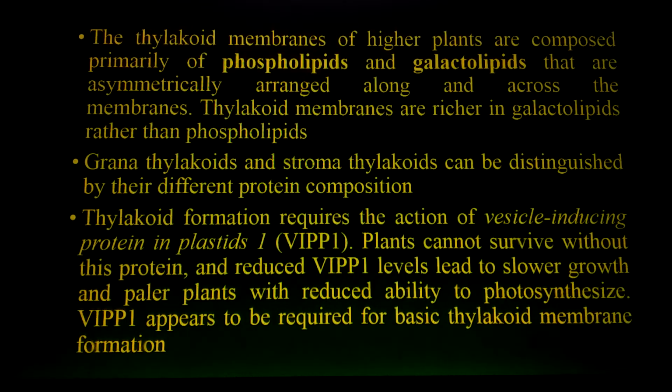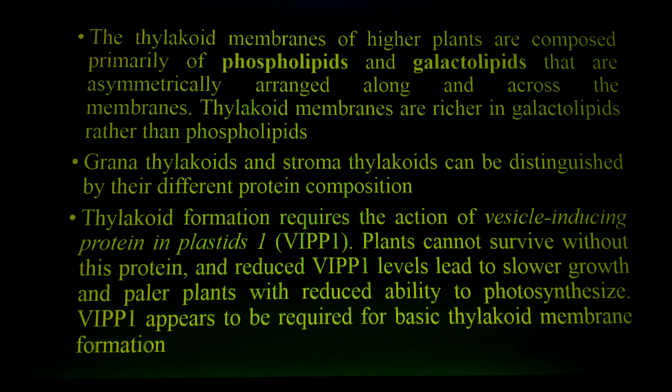Okay. Now I'm going to discuss the chemical composition of these chloroplast membranes or thylakoid membranes. The thylakoid membranes of the higher plants are composed primarily of phospholipids and galactolipids that are asymmetrically arranged along and across the membrane. The thylakoid membranes are richer in galactolipids rather than phospholipids. Must keep it in your mind.